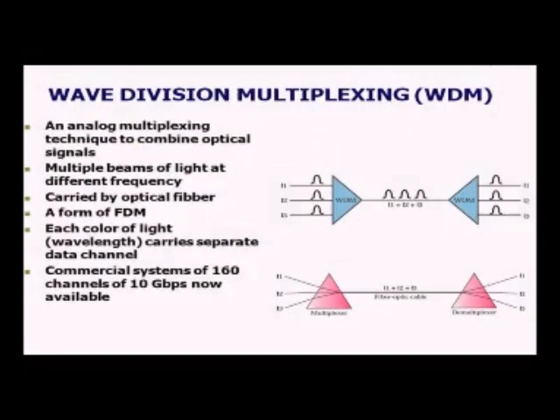So the next one is the wavelength division multiplexing. It's also like FDM conceptually, but it uses light. Yes, it uses multiple beams of light at different frequencies. Also, it has an optical fiber as the medium. Each color of light or wavelength carries separate data channels. Commercial systems of 160 channels of 10 Gbps are now available.